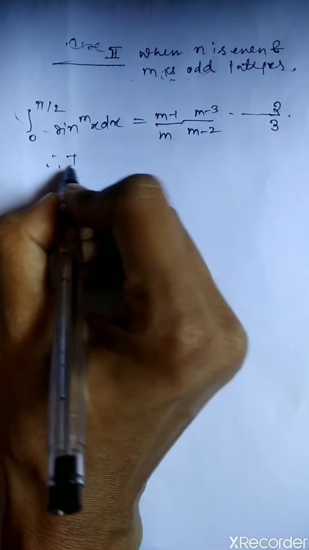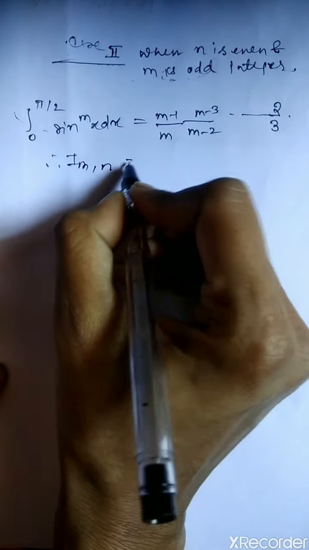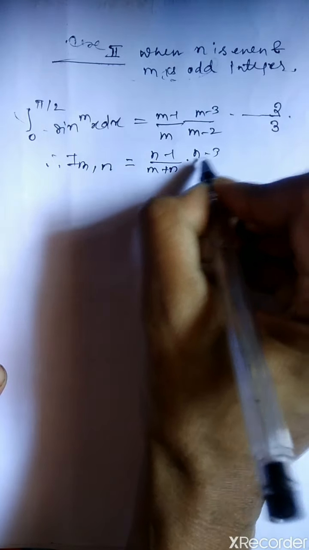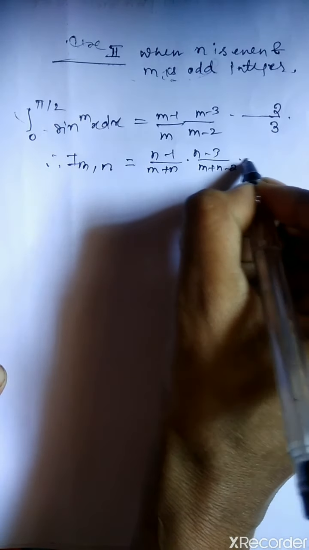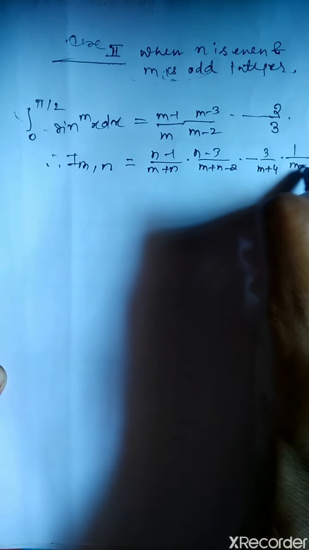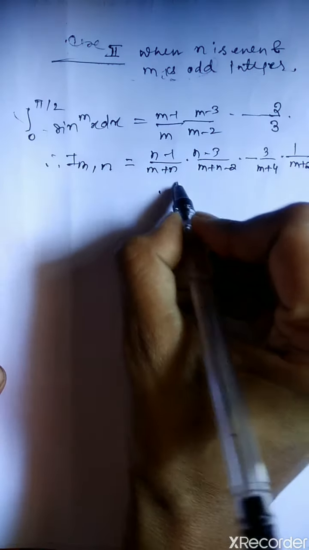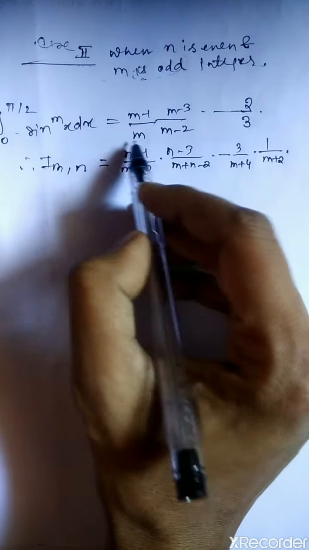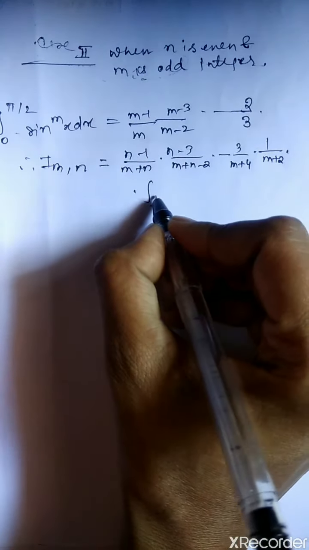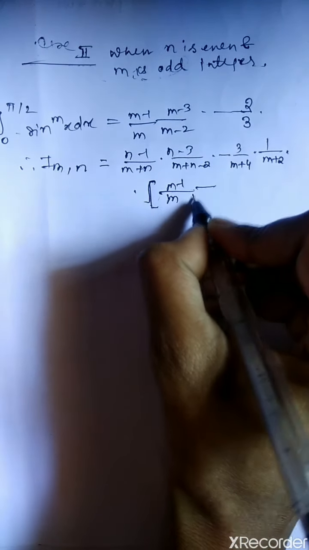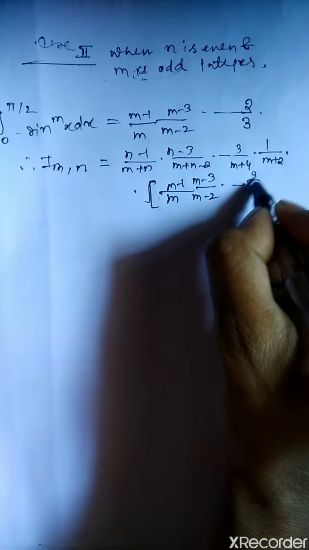Therefore I_m,n. So what is I_m,n? (n minus 1)/(m plus n), (n minus 3)/(m plus n minus 2), up to 3/(m plus 4) and 1/(m plus 2), into, again into, here what do we get as the value of this one? So let us put this value here: into (m minus 1), (m minus 2), (m minus 3) up to 3, 2.